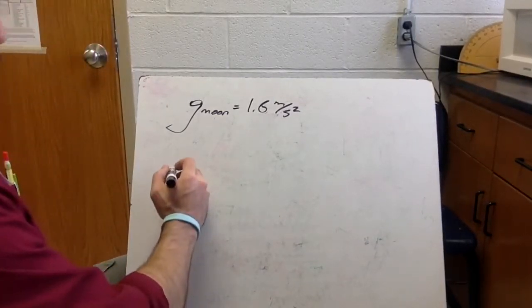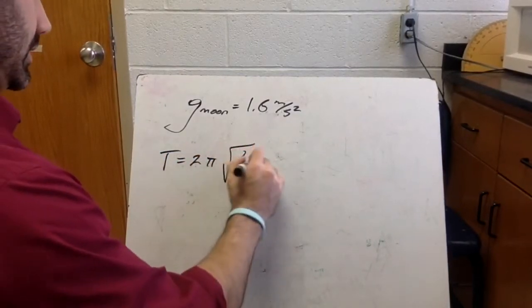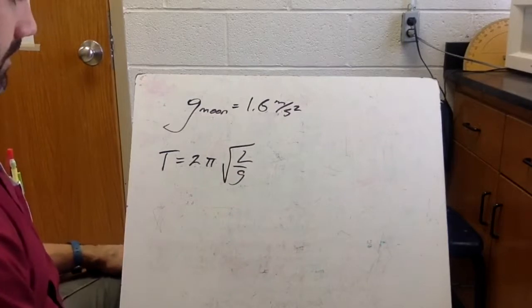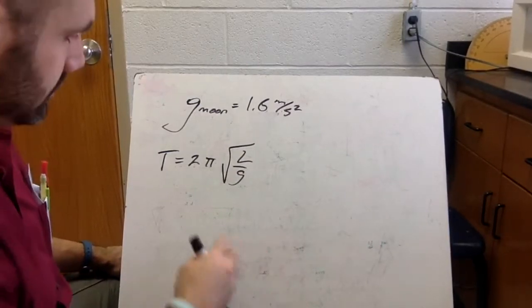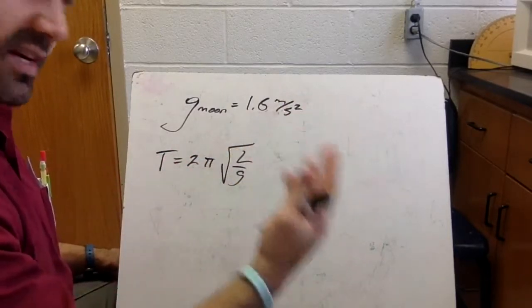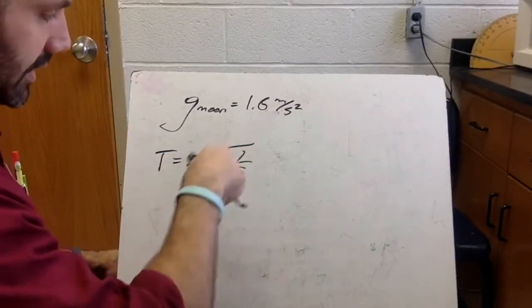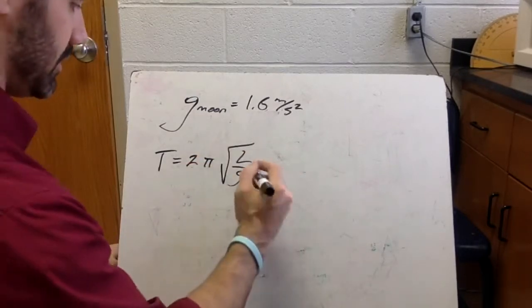And so T is 2 pi root L over g. One way to remember this: radical legs. A pendulum is kind of like a leg. So the period is 2 pi root L over g. Pi has 2 legs, whatever. It's corny, but it might help you remember.